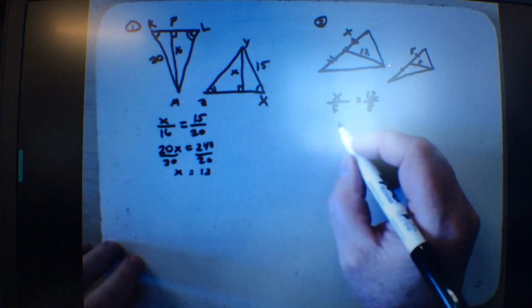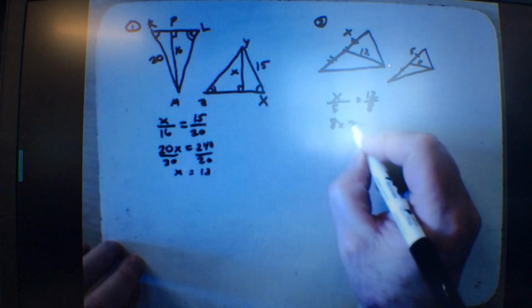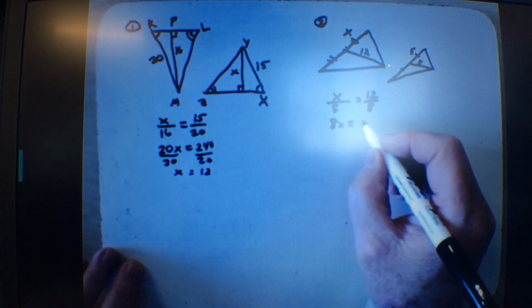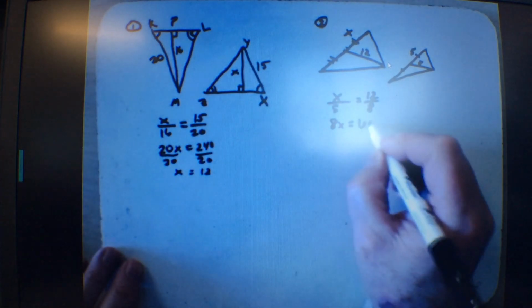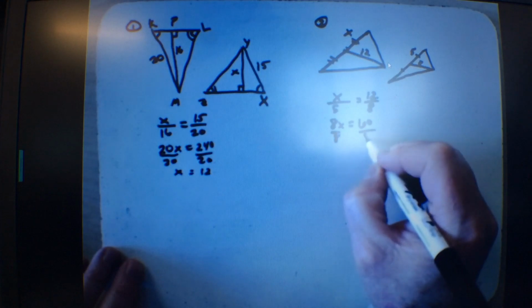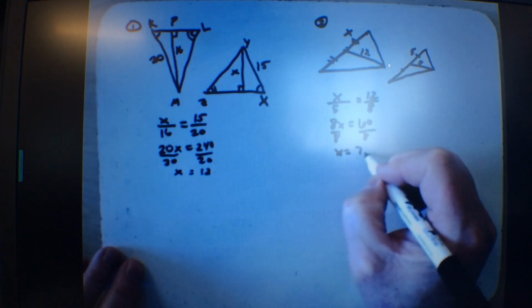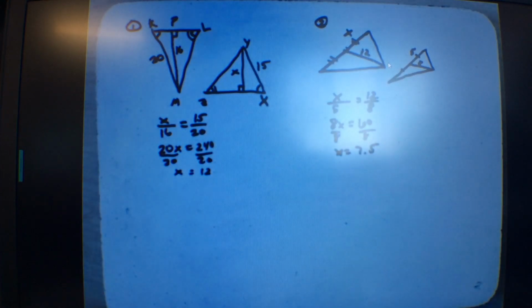Okay, would you solve this? 8x equals what, 60? 7.5. 60, and so we divide by 8, we get what? 7.5. X equals 7.5. Okay. Any questions on that? Okay, so we want to talk about one more thing on page 547.